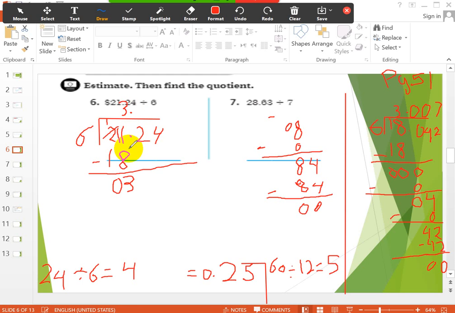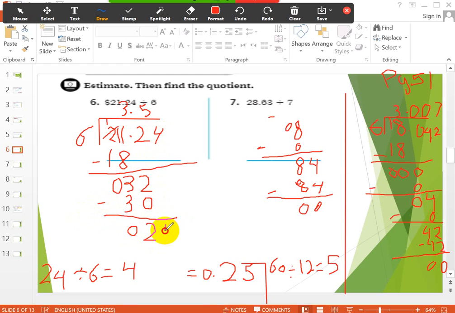Okay? So, I will take the 2 after that and put it next to the 3. It will be 32. 32 divided by 6. Which number will I multiply with 6? The answer will be close to 32. I think it will be 5, right? Because 5 multiplied by 6 equals 30. Now, 2 minus 0 equals 2. 3 minus 3 equals 0.